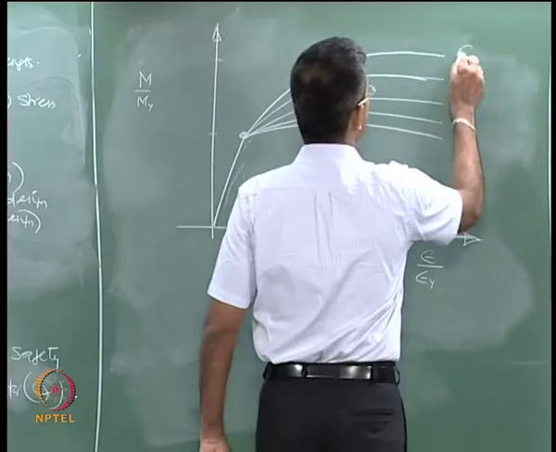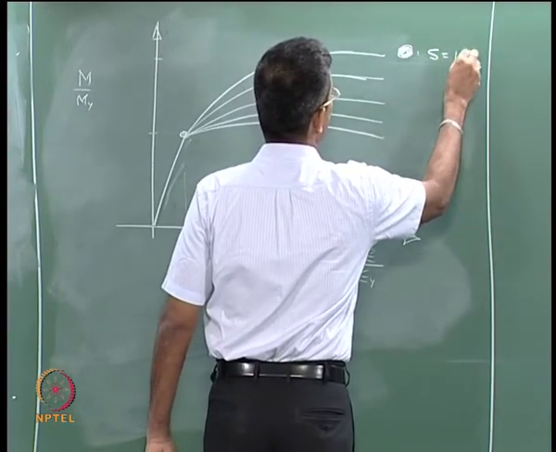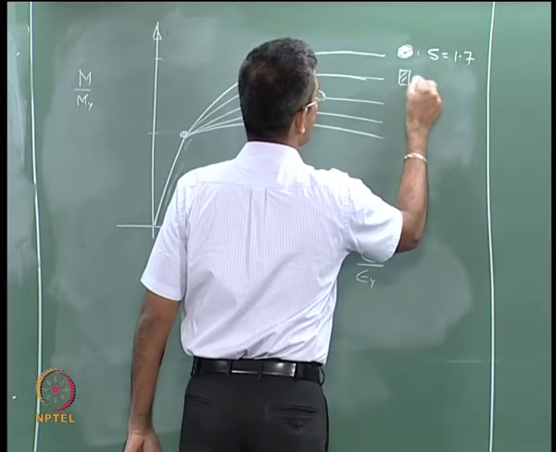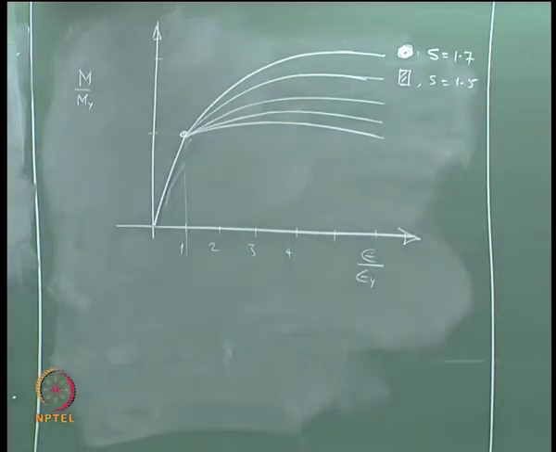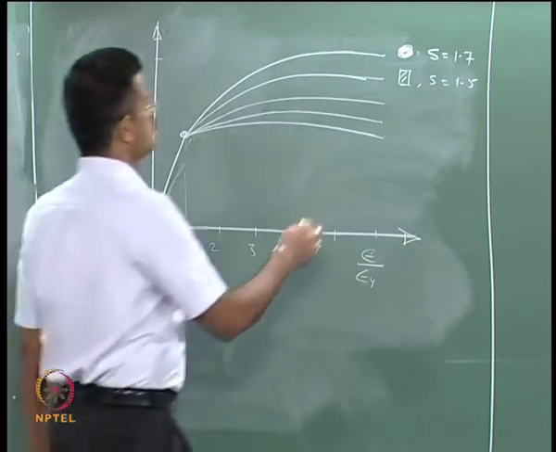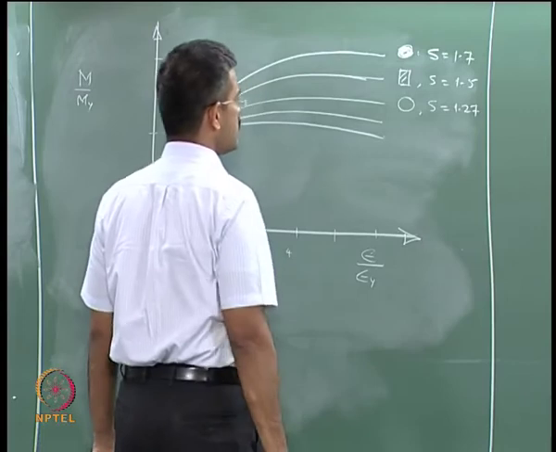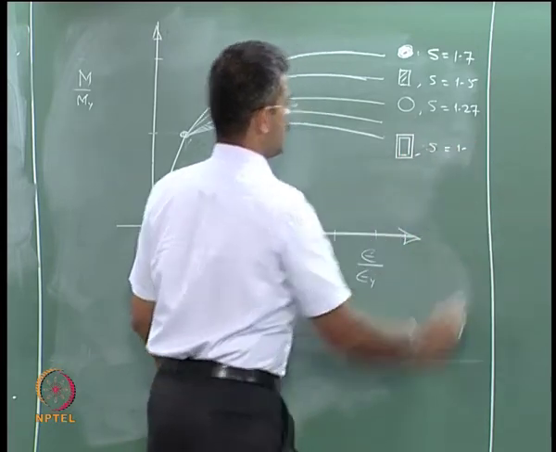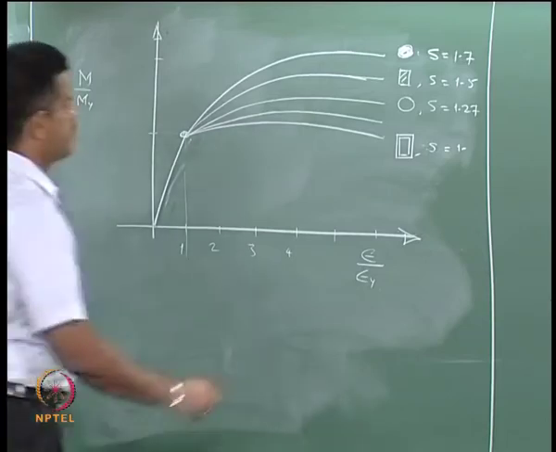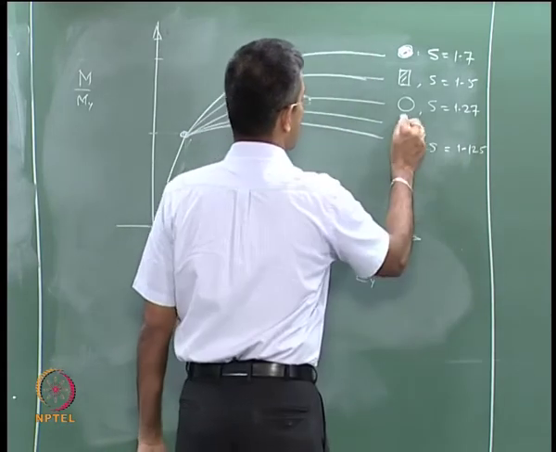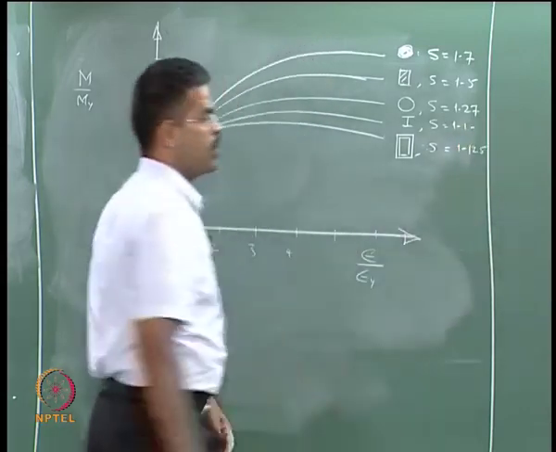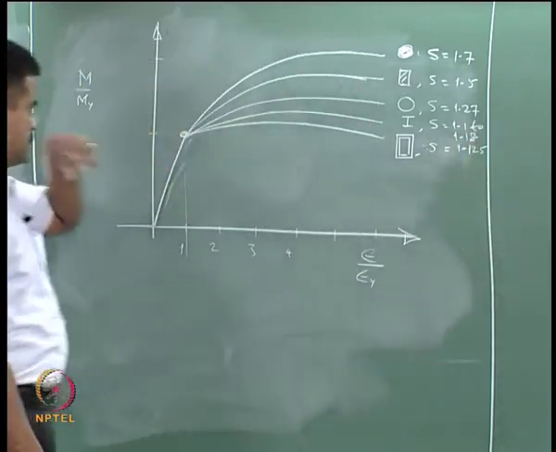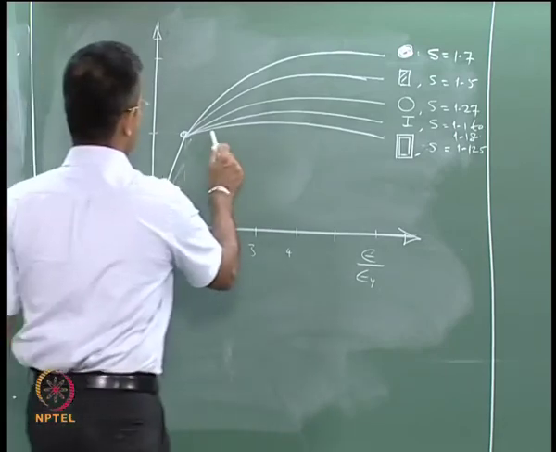This is solid circular 1.7. Rectangular 1.5, tubes 1.27, and box sections 1.125. And of course, I sections, it varies from 1.1 to 1.18. They are horizontal lines, okay, there is no dipping, these are horizontal.